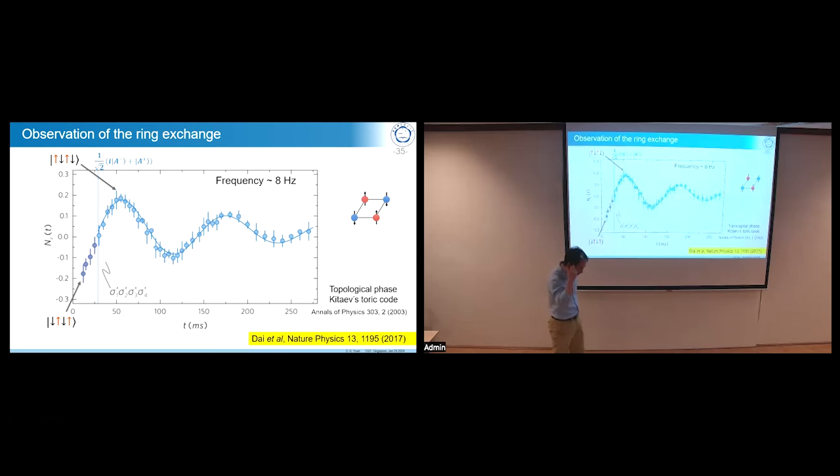8 hertz means, for a rubidium atom, 1 nanokelvin is equivalent to somehow 20 hertz. 20 hertz means 1 nanokelvin. But here we have 8 hertz, which means lower than half a nanokelvin. But why is our system somehow in the few nanokelvin range of temperature? Why can we observe that one?